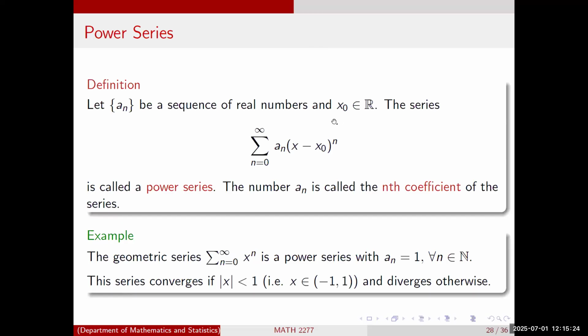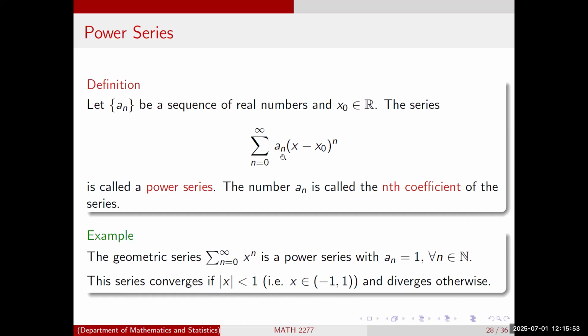Okay, now remember that for a geometric series, it only converges if the value of x, or the ratio that you are multiplying by to get to the next term, is between -1 and +1, and it diverges otherwise. This is giving us a hint as to how this general power series behaves.